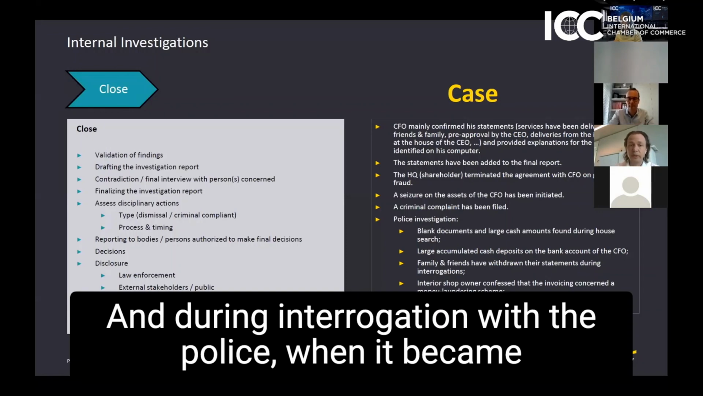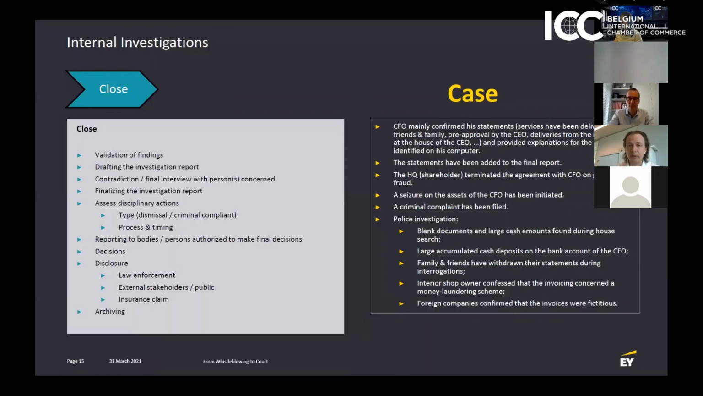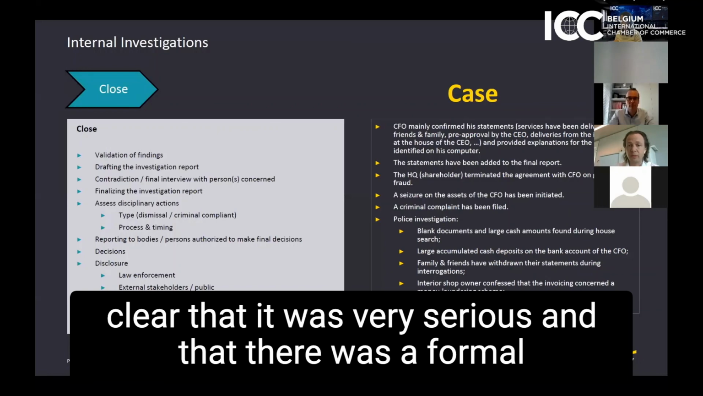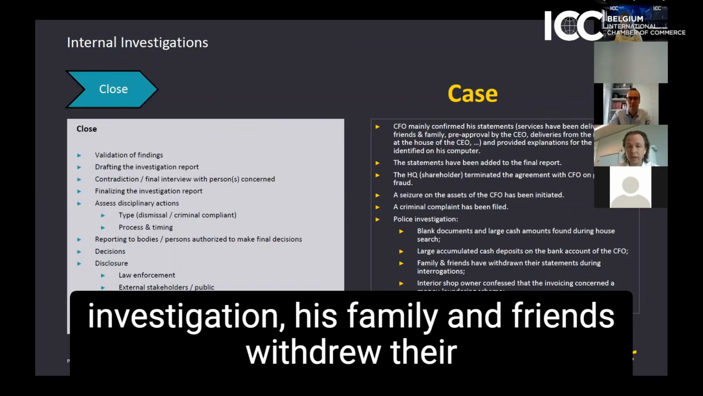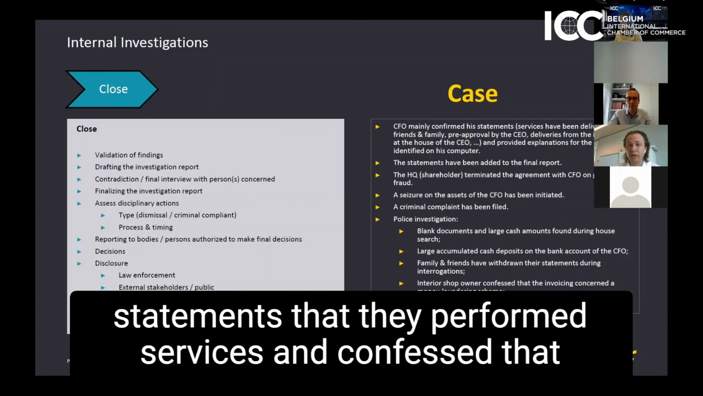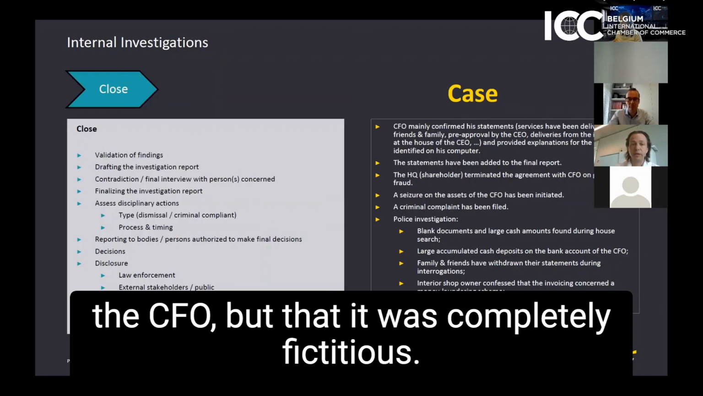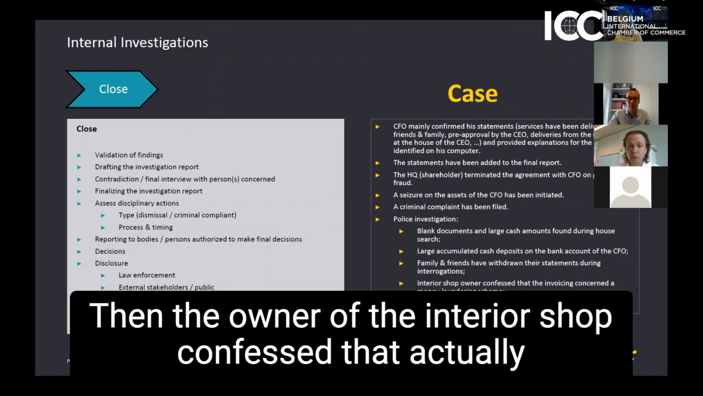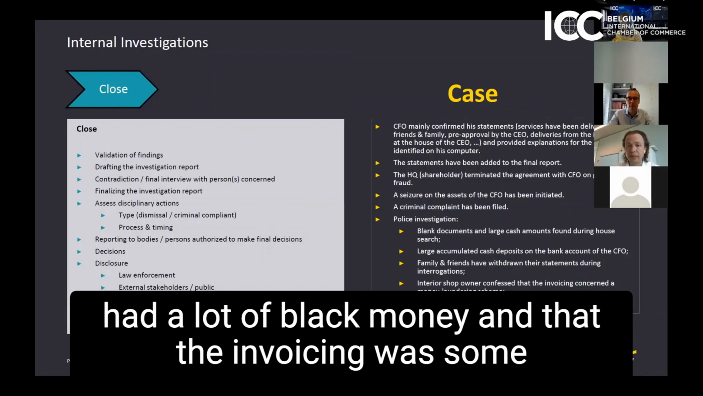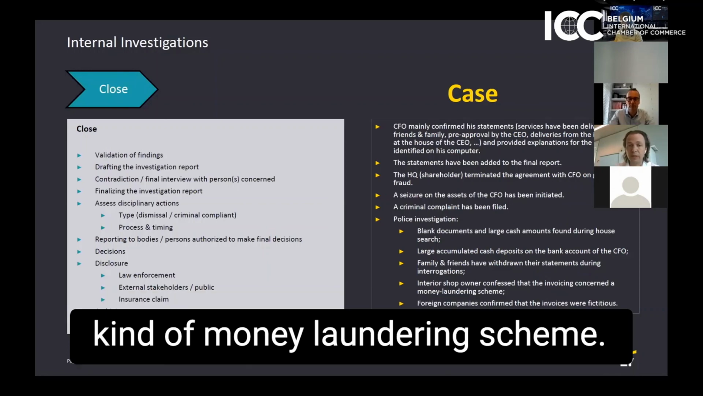And during interrogations with the police, when it became clear that it was very serious and that there was a formal investigation, his family and friends withdrew their statements that they performed services and confessed that they had just written those statements at the request of the CFO, but that it was completely fictitious. Then the owner of the interior shop confessed that he actually had a lot of black money and that the invoicing was some kind of money laundering scheme.